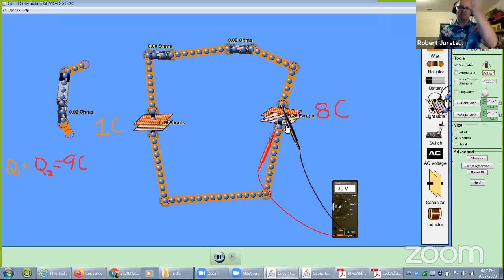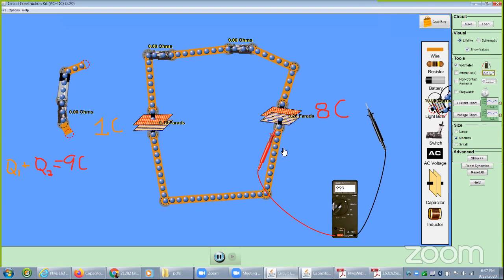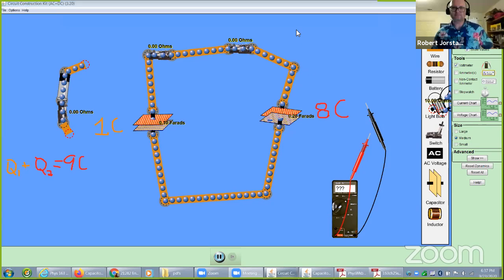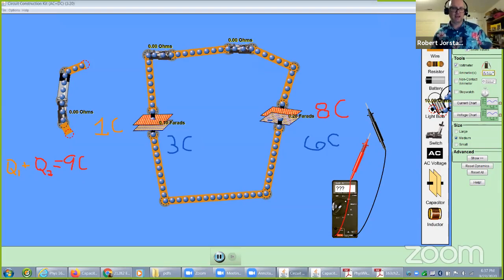If I am very careful with the polarity going all the way around, I have 30 volts up on the left, 30 volts down, because I'm exiting on the plus terminal on the way up on the left. I'm exiting on the minus terminal on the way down on the right. But I just want to point out this one's going to have 6 coulombs because it was 30. This one's going to have 3 coulombs because it was 30. And notice Q1 prime plus Q2 prime has to equal 9 again. Got it?